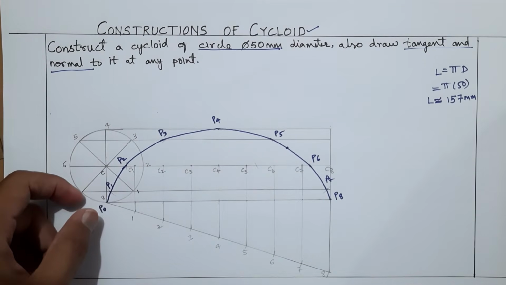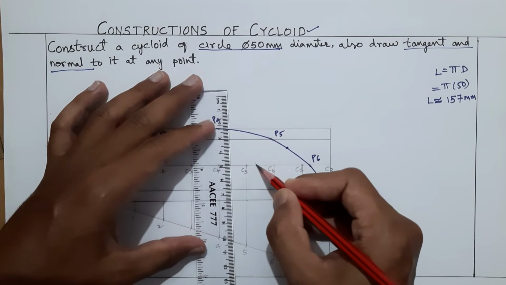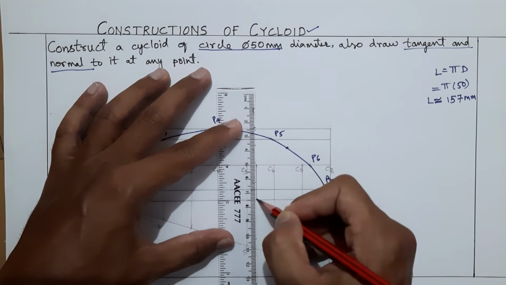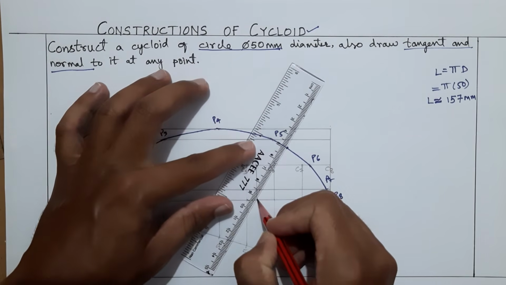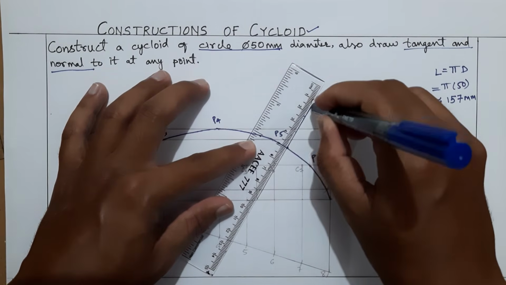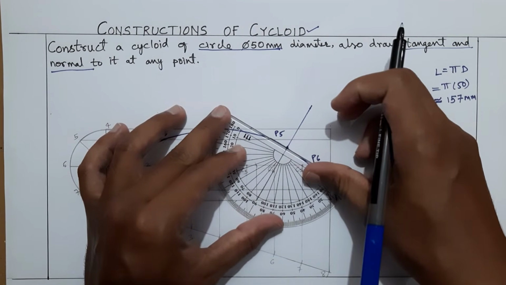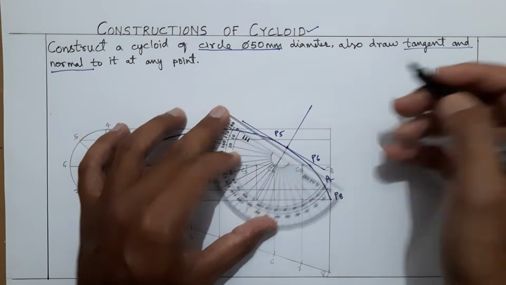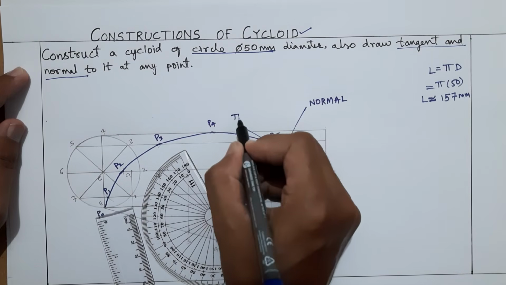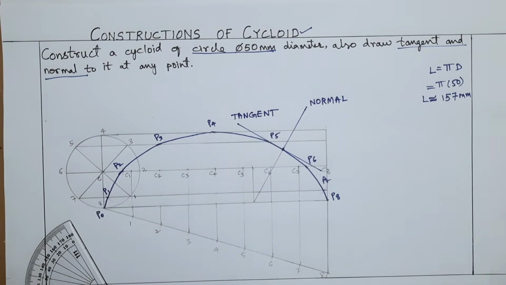Okay, so what you have to do now, join this point to the baseline, vertical drop, perpendicular down you have to go, and now from this point to this point if you join, you will get the required normal. Perpendicular to this normal, from the same point, you will get the required tangent. So this is your tangent. So this was your normal, and this is your tangent.